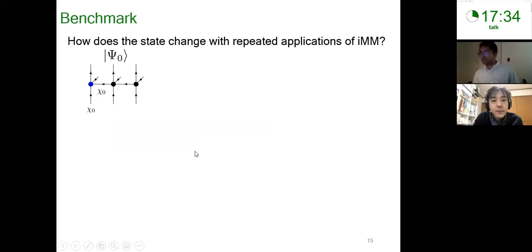Finally, we should ask the question of how this state changes with repeated applications of this infinite Moses move. As I mentioned earlier, this Moses move is not an exact algorithm. So moving this orthogonality column throughout your ISO-TNS is not an exact procedure. So we would expect that repeatedly performing this infinite Moses move would cause some error to accumulate in our system.